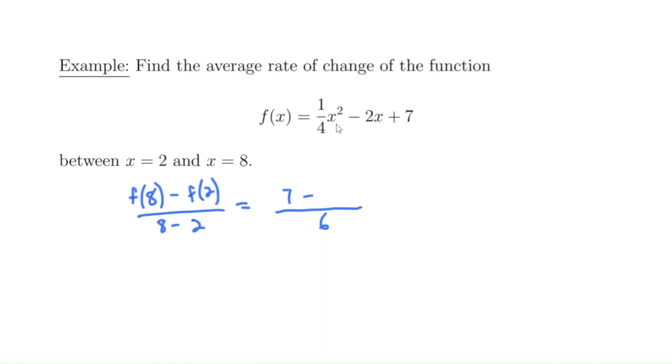Okay, and then what is f of 2? Well, if we plug in 2, we get 2 squared is 4. 4 times 1/4 is just 1. And then 2 times 2 is 4. So we have 1 minus 4, that would be negative 3, plus 7, that would be 4. Okay, so just to be clear here, f of 8 was 7, and f of 2 was 4. Okay, and when we work out the details, notice that we get 3 in the numerator, 6 in the denominator. So 3/6 is the average rate of change, or we could reduce that to 1/2. 1/2 is the average rate of change of this function between x equals 2 and x equals 8.